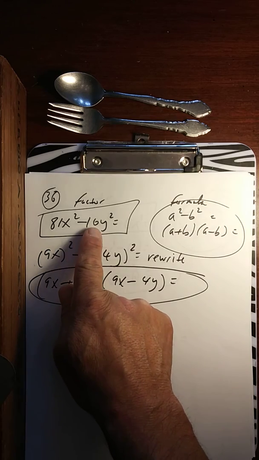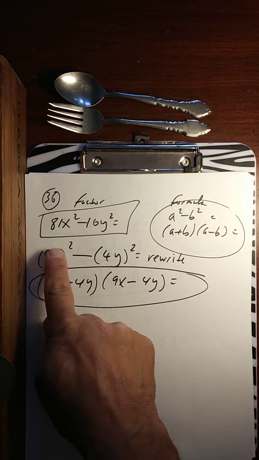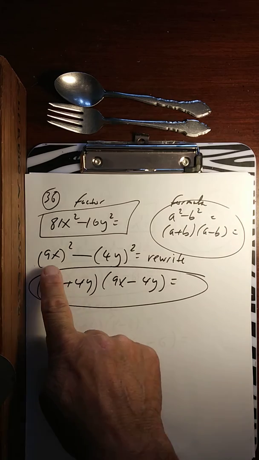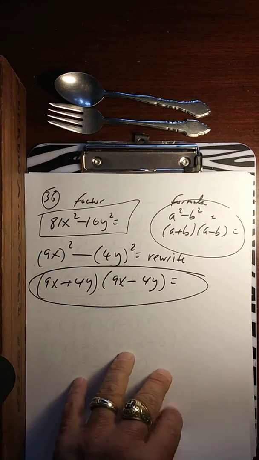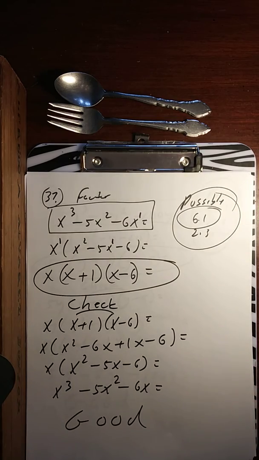8x squared minus 16y squared. Rewrite it. 9x. 9 times 9 is that. 4 times 4 is that. So we have 9x squared minus 4y squared. So we have 9x plus 4y, 9x minus 4y.